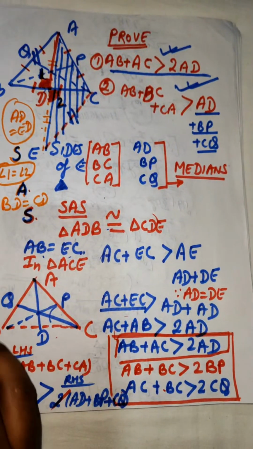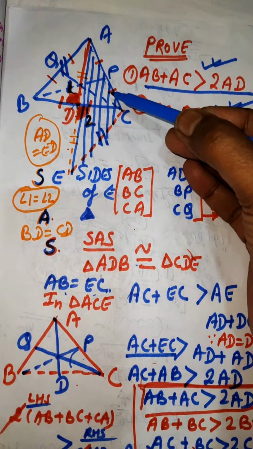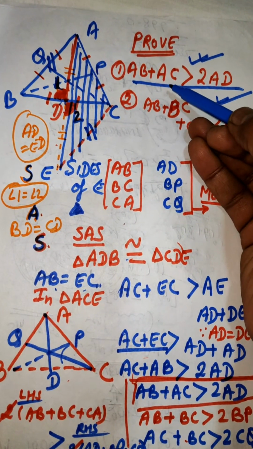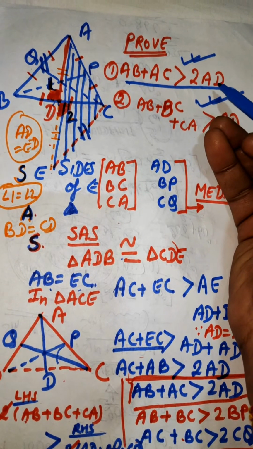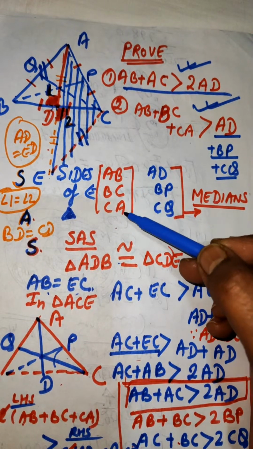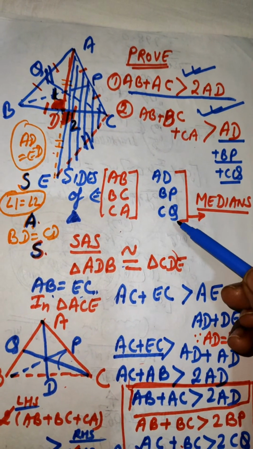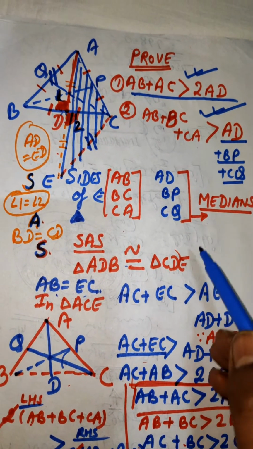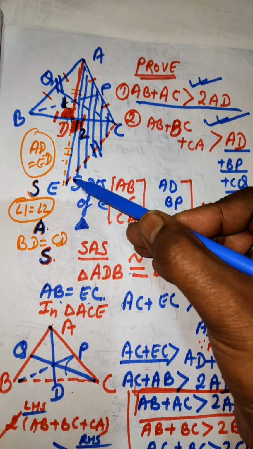The second question which we solved today: a triangle ABC is given. We need to prove that the sum of two sides, AB plus AC, is greater than 2 times its median, where AB, BC, CA are the three sides of the triangle and AD, BP, CQ are the three medians of the given triangle. Now what we did, we just extended AD to E.